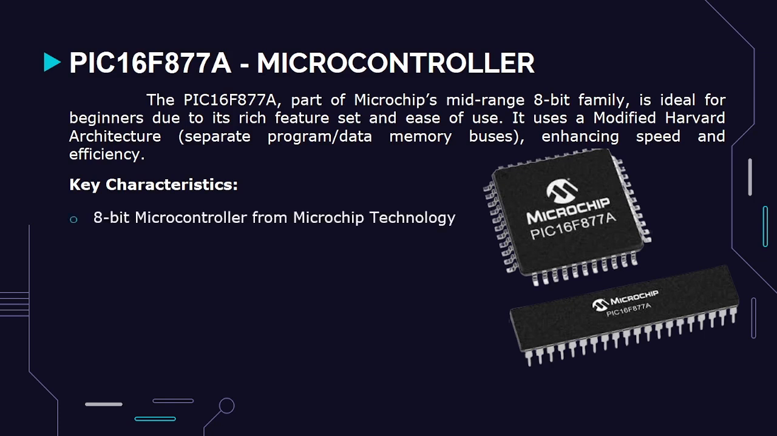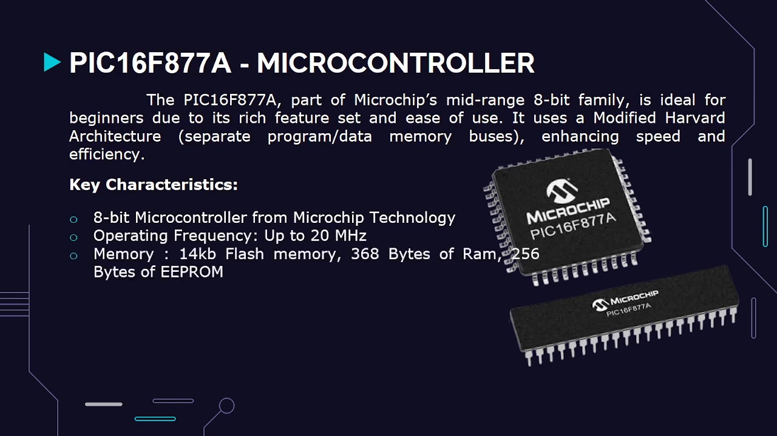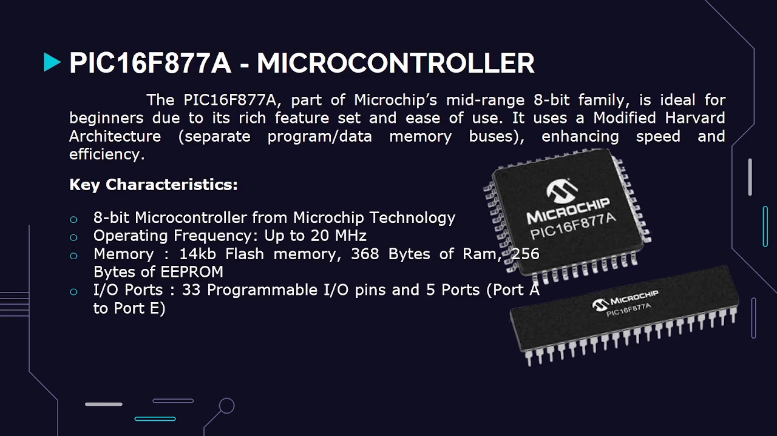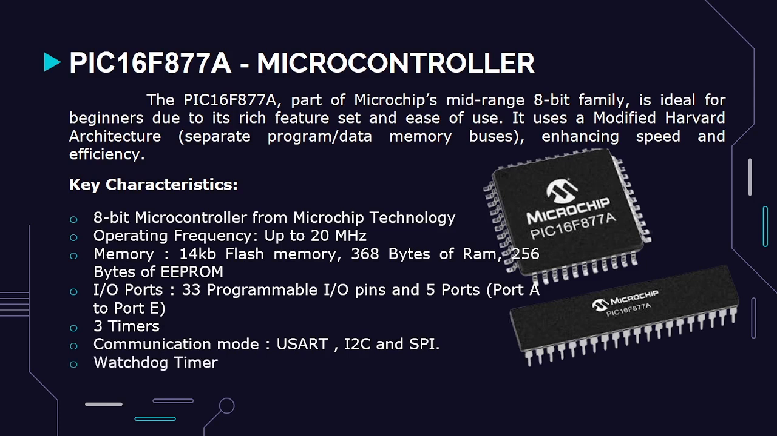Key characteristics of this microcontroller: it is an 8-bit microcontroller from Microchip Technology. Operating frequency is up to 20 megahertz. Memory: 14 kilobytes flash memory, 368 bytes of RAM, 256 bytes of EEPROM. I/O ports: it has 33 programmable I/O pins and 5 ports, port A to port E. It has 3 timers and communication modes USART, I2C and SPI, and it has a watchdog timer and in-circuit serial programming.